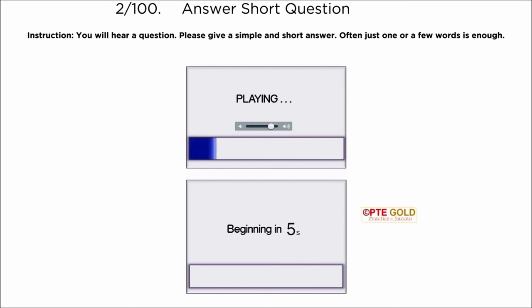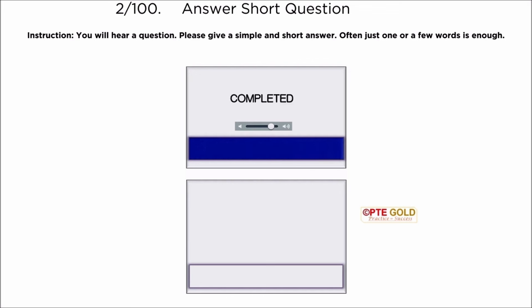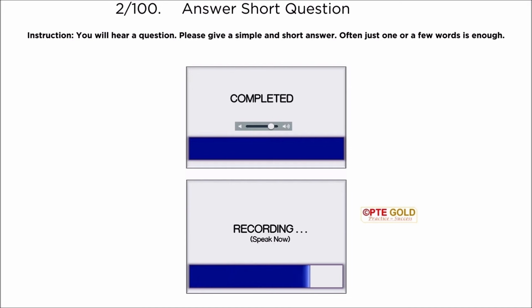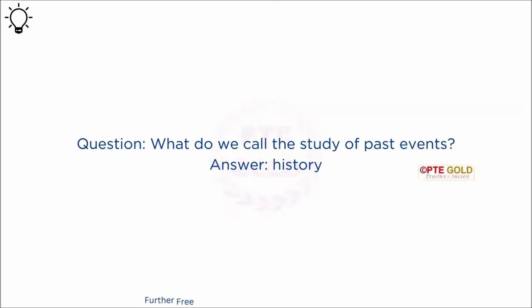What do we call the study of past events? History.